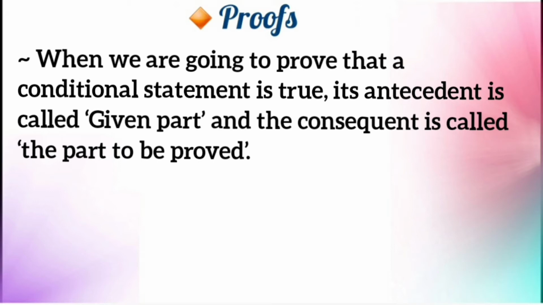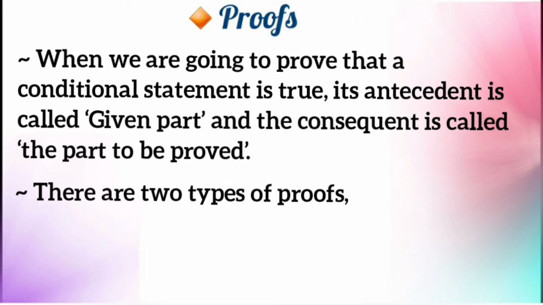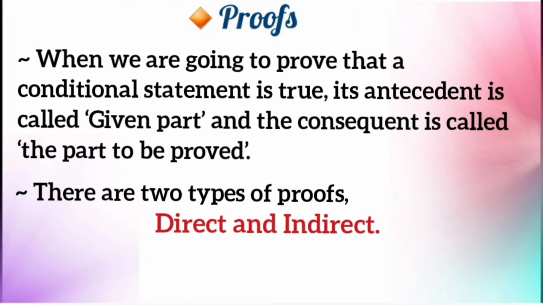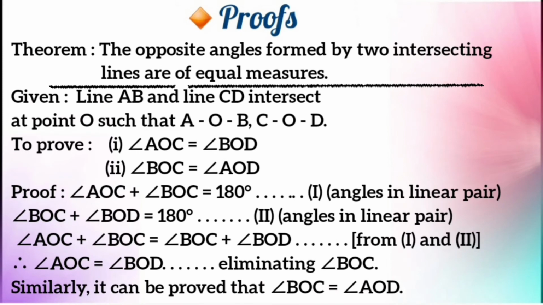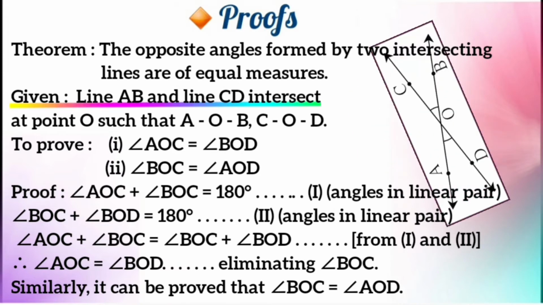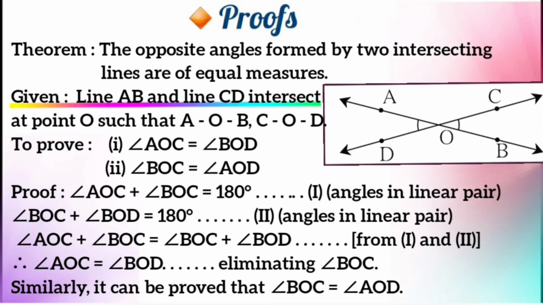Now we will see the proof of the theorem. There are two types of proof, direct proof and indirect proof. Here one theorem is given: the opposite angles formed by two intersecting lines are of equal measure. In this statement, the given part is: line AB and line CD intersect at point O such that A-O-B and C-O-D. That means these three and the other 3 points are collinear. Here the betweenness is shown.